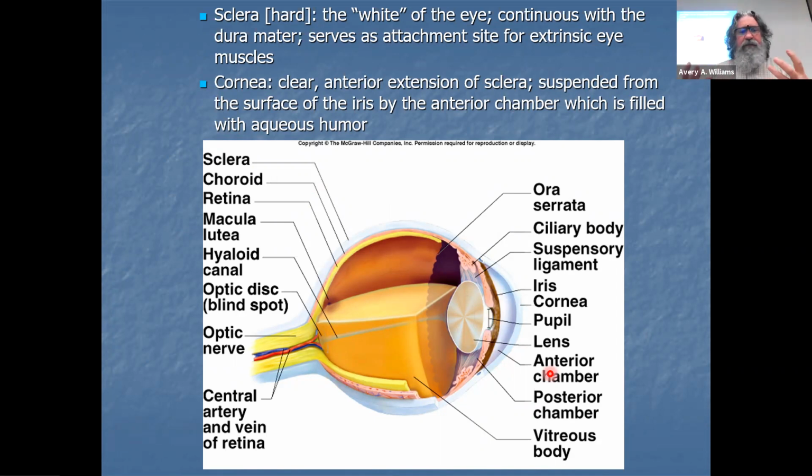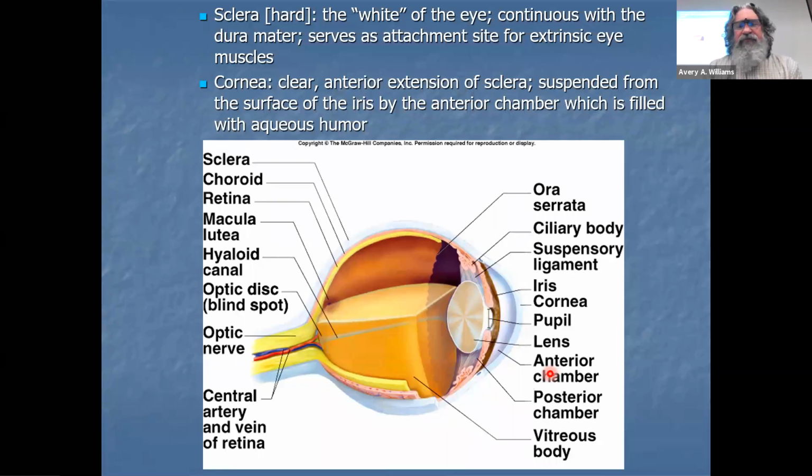Now there's not just air in there. There's fluid, okay? And you have fluid throughout your body. And depending on what it's doing and where it's located, it'll have different names. Like body fluid in general is often just referred to as interstitial fluid. The word interstitial means literally between the tissues.